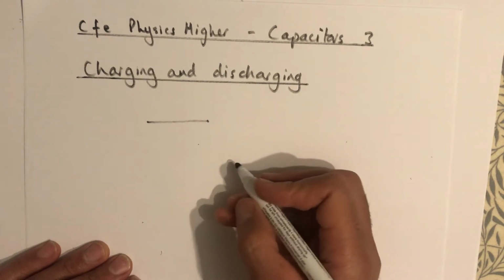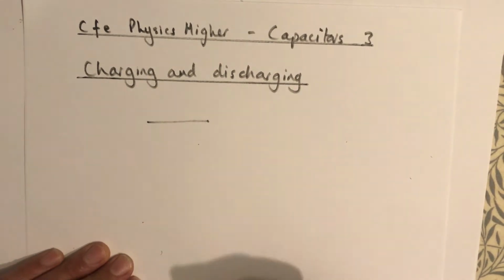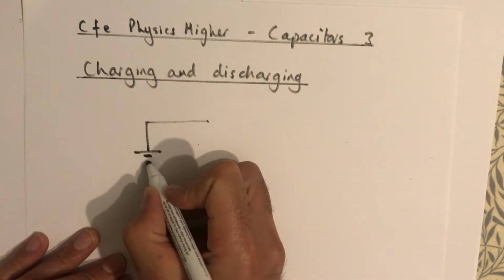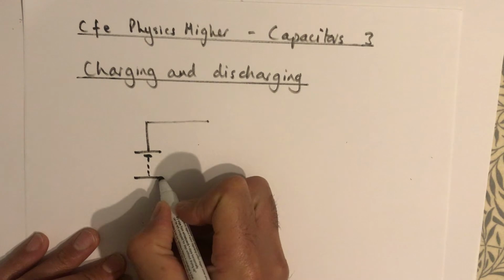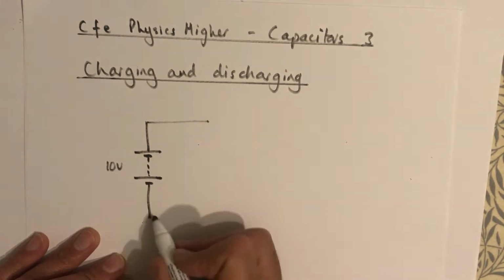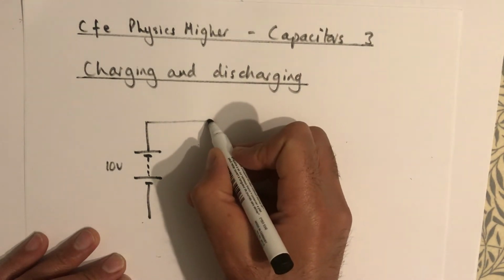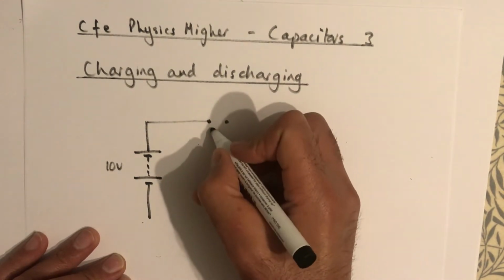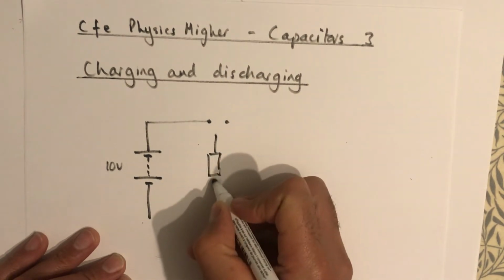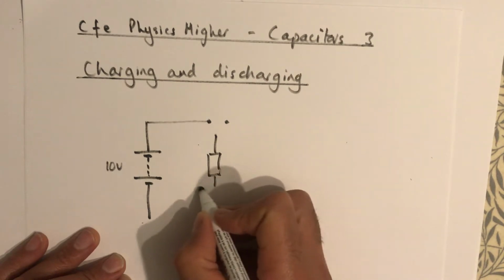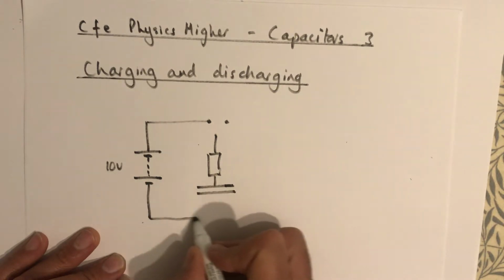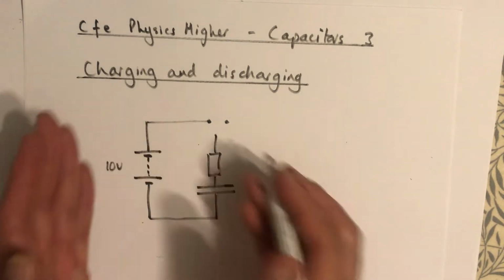So, if I just start off with a circuit that has a conventional, some sort of battery, and let's say it's 10 volts just to keep it super simple, and I'm going to have some kind of switching system here so that I can have one side working or the other side working. A resistor and a capacitor. Now, and this is my charging side of the circuit.